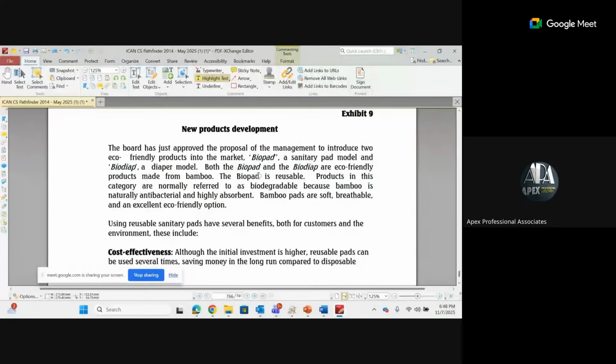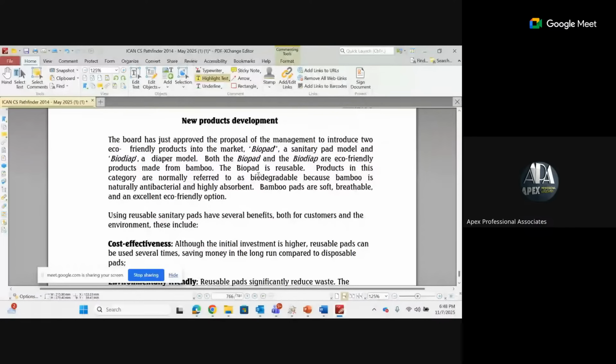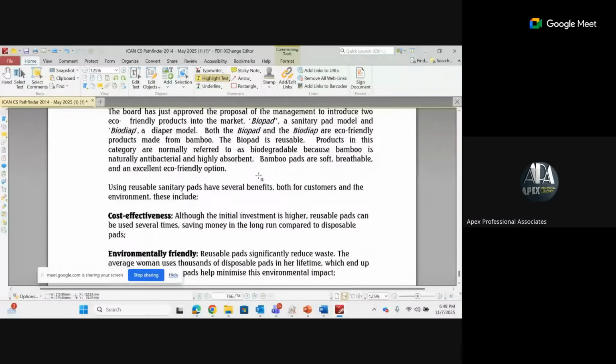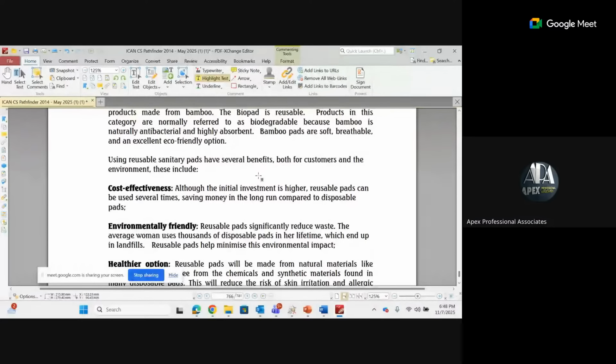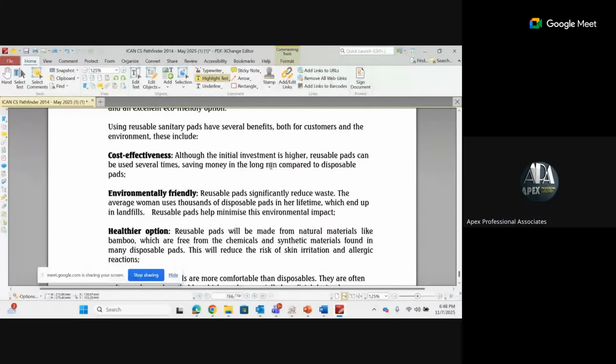The BioPad is reusable. Products in this category are normally referred to as biodegradable because bamboo is naturally antibacterial and highly absorbent. Bamboo pads are soft, breathable, and an excellent eco-friendly option. Using reusable sanitary pads has several benefits, both for consumers and the environment. These include cost effectiveness. It's very, very cheap.